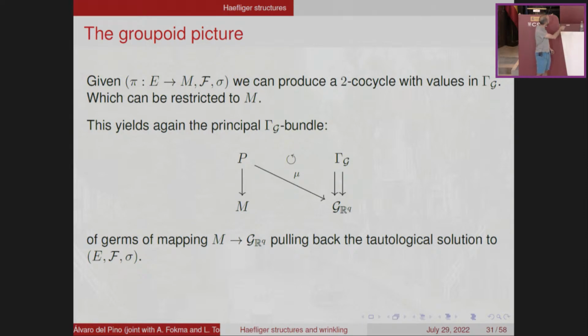But when I'm restricting the cocycle to M, well, M is not transverse to things, right? M is not given by a submersion. If it was given by a submersion, I would have a foliation. So this moment map, I'm allowing it to be whatever. It's any map. And a sentence that I think is helpful to remember is that a foliation is to a submersion what a Haefliger structure is to a random map. That is exactly the philosophy you should keep in mind.